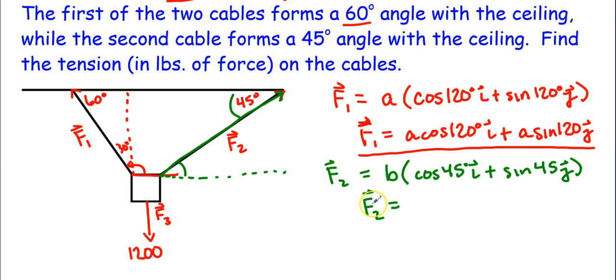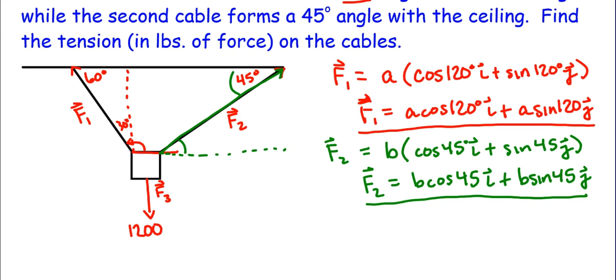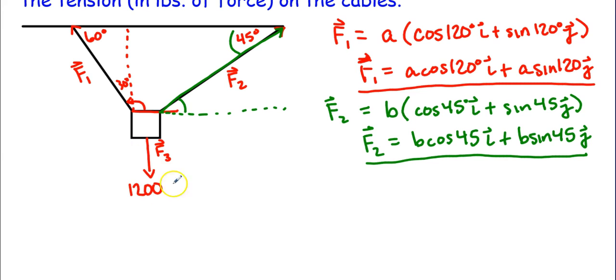And this is going to represent the tension or the amount of force on the cable. So we've got B cosine of 45 i, there's my x component, plus B sine of 45 j. All right, so we've got these two vectors. Those are the vectors that are representing the forces on the cables. And the last one that we have to deal with is this vector down here, the one that represents the weight that's pulling downward, or really the force of gravity is what creates this force.